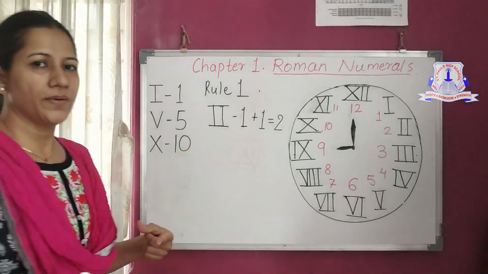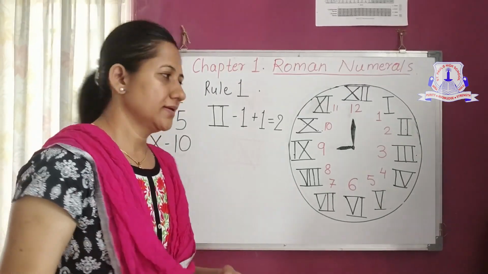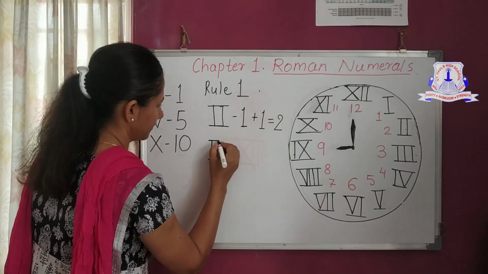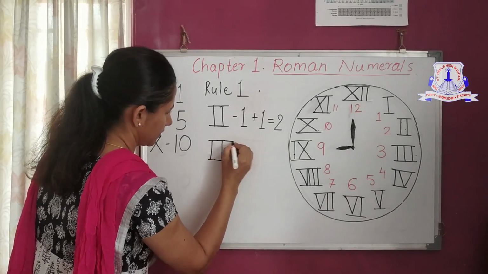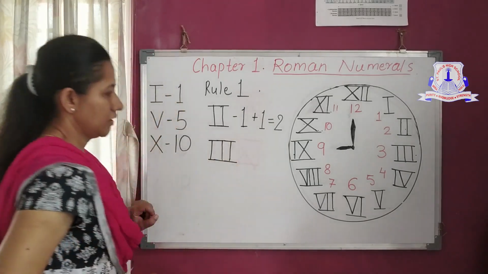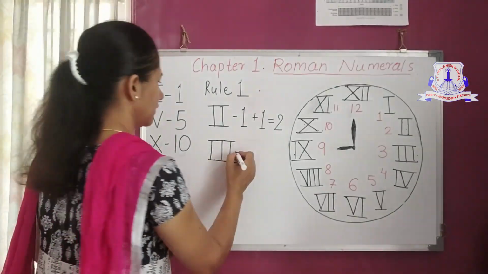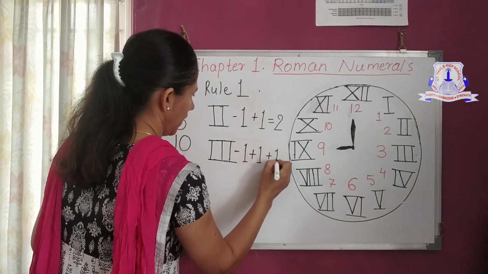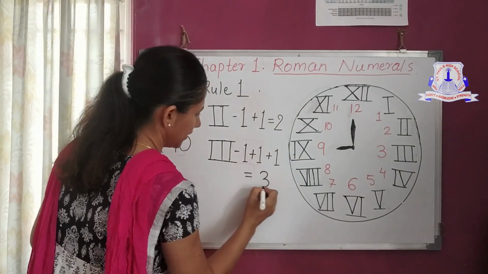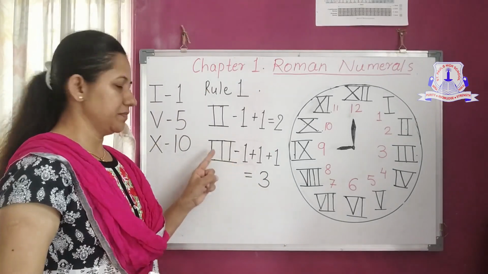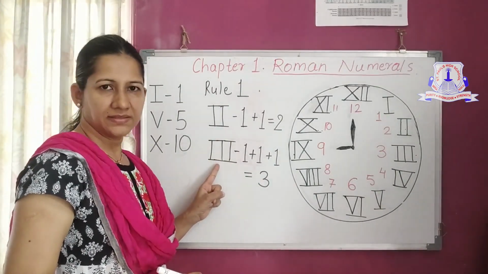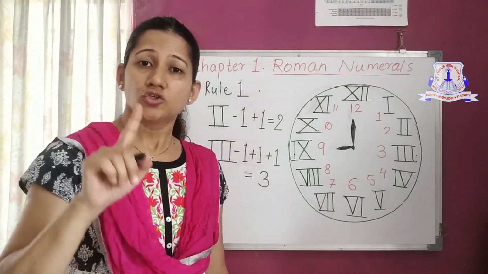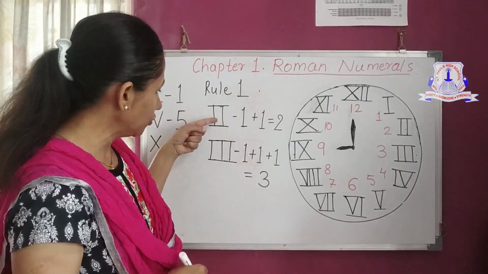Now let's talk about number 3. How do we represent 3? To represent 3, we will have 3 I's. So if we have 3 I's, that means 1 plus 1 plus 1, which will be equal to 3. So number 3 is represented in a Roman numeral in this manner. But in rule 1, they have clearly mentioned that it is 2 or 3 times.